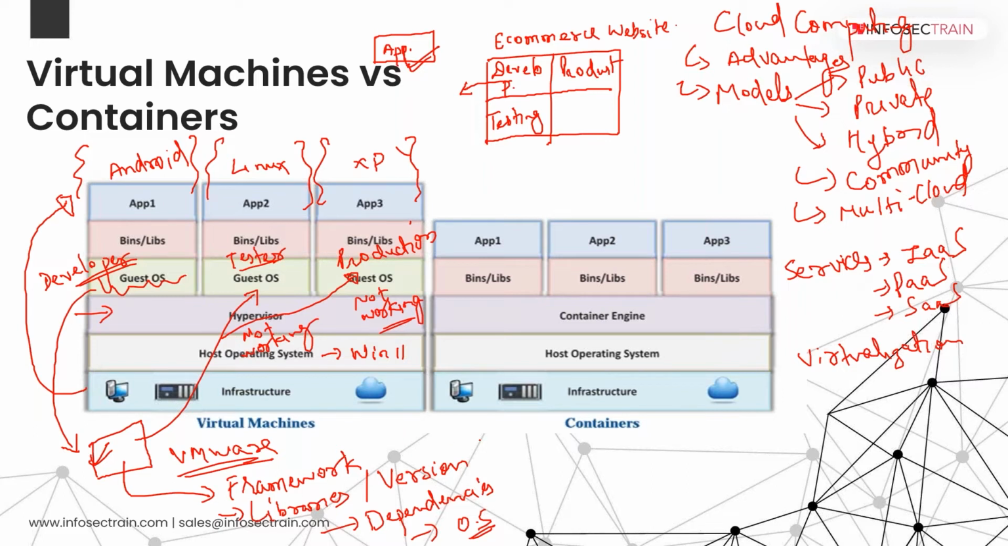So that is why we created the container. Now what this container does, what the developer will do, is create multiple images with different frameworks, different libraries and versions, and store them in a container engine. Let's say this is my version 1 or image 1, this is my version 2 or image 2, and this is my version 3 or image 3.